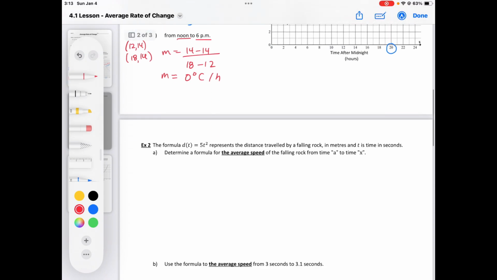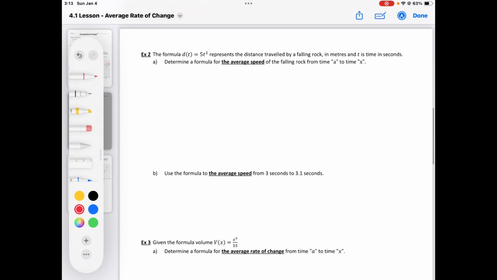We can also find the rate of change using a formula. When we are given a formula or a function, we can figure out a way to calculate the average speed from any time A to a time X. That means A is our x1 and our X time is our x2. So when we go to find the slope, we're going to find f at x2 minus f at x1, or you can go the other way around, it doesn't matter here. And then we're going to go x2 minus x1.